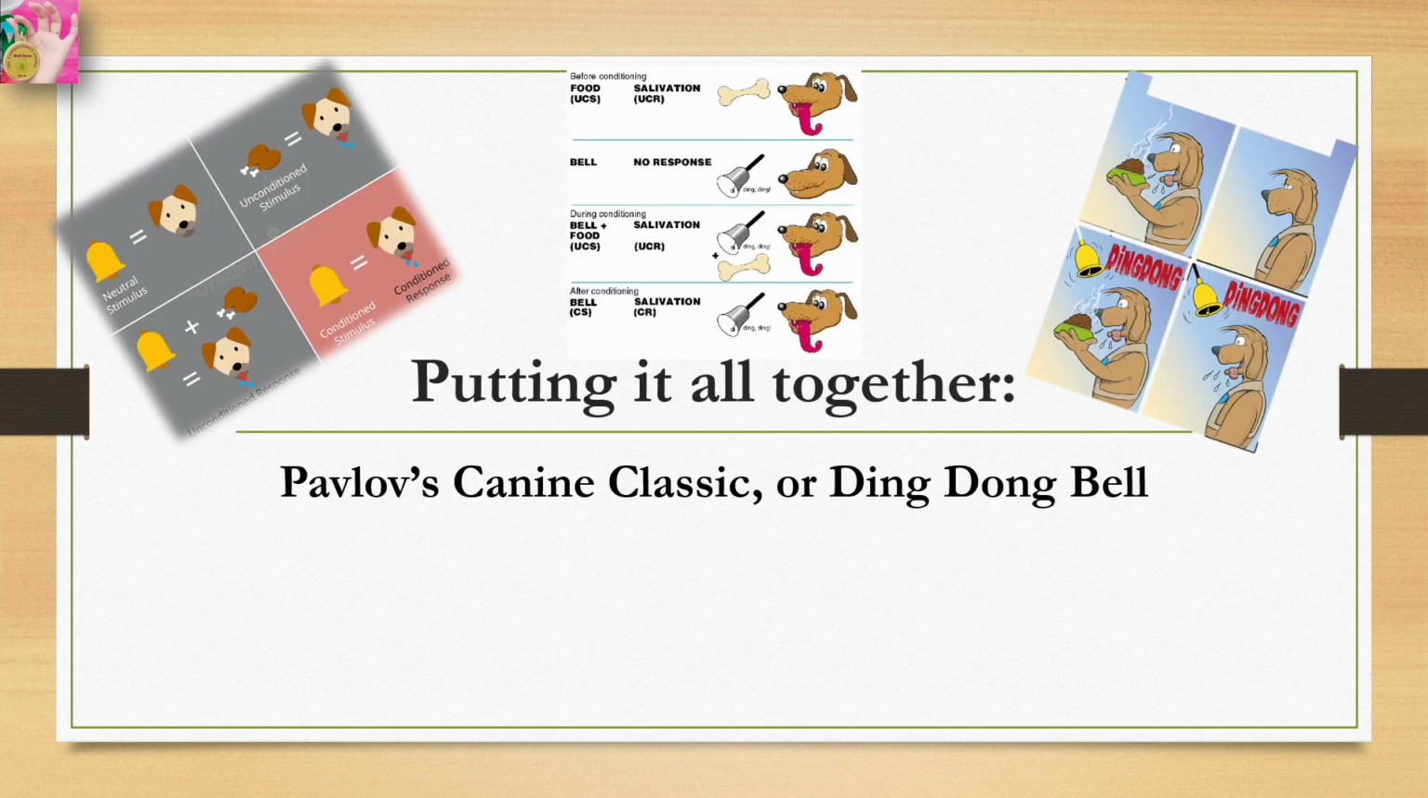Now, putting it all together: Pavlov's canine, classic, or ding dong bell. What was Pavlov's classic experiment in conditioning? The whole idea of classical conditioning is not as complex as it sounds. What gets tough is keeping all the letters straight: the unconditioned stimulus, the unconditioned response, the conditioned stimulus, and the conditioned response. So you have to keep all the letters straight.